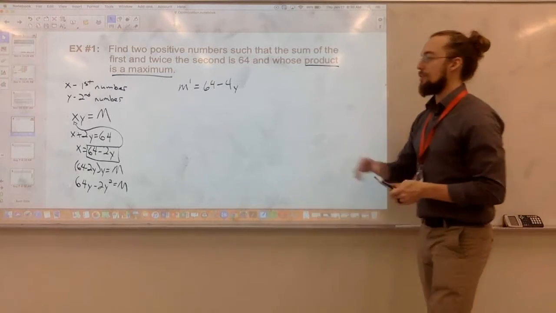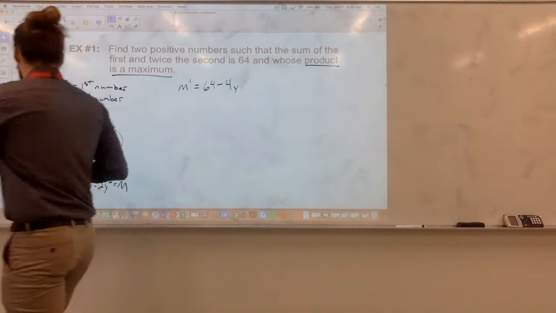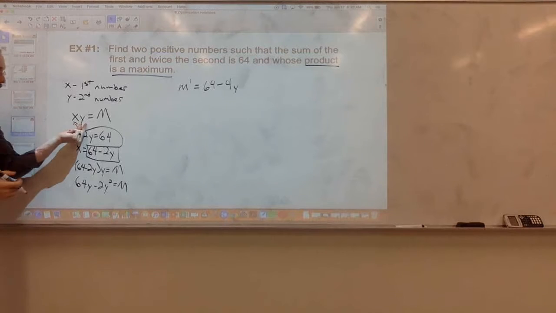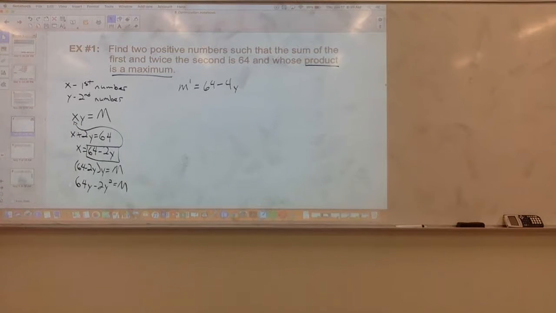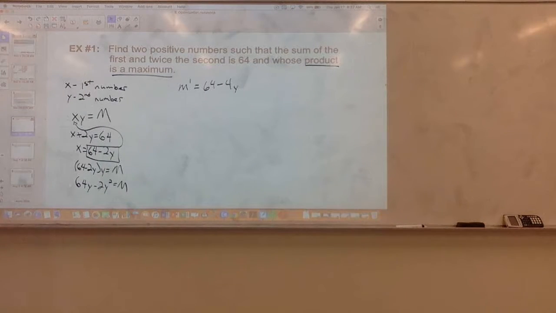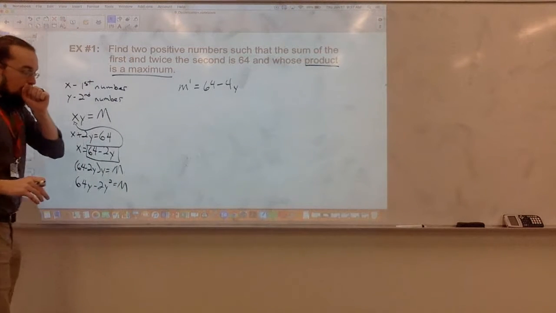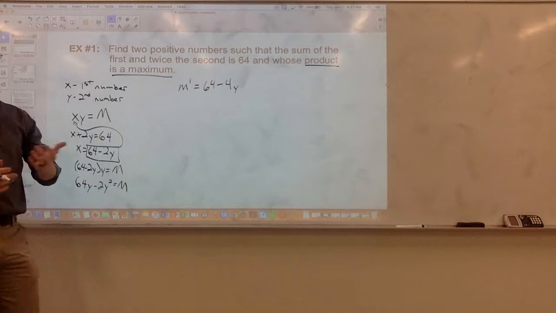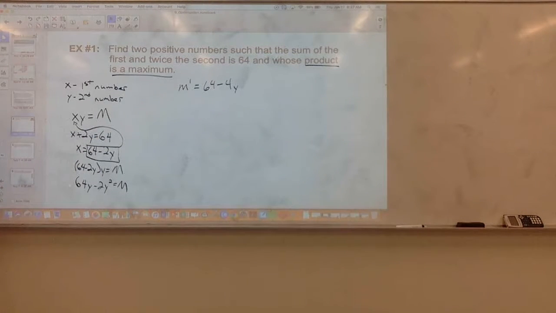I was just going to mention that here, we're not thinking about y as its own function. We just randomly assigned x and y as these two variables. So we're not doing implicit differentiation here. We're thinking about x and y as both independent variables. So now, once I have my derivative, how do I find a maximum?